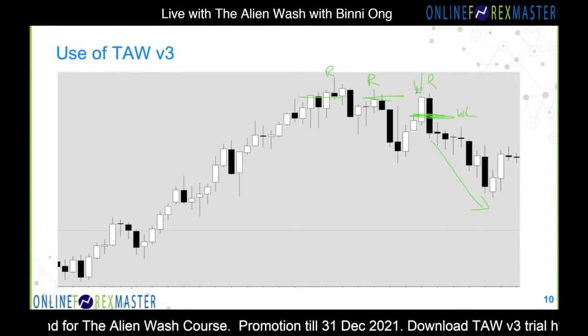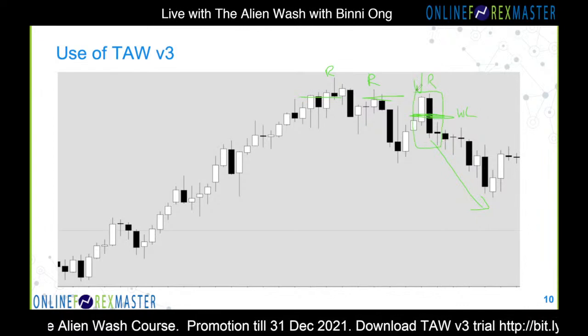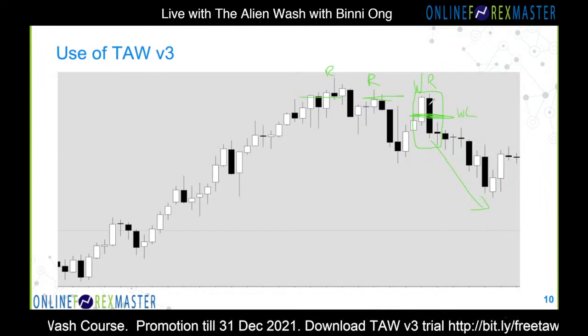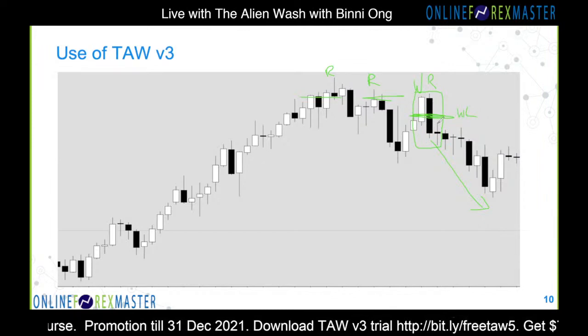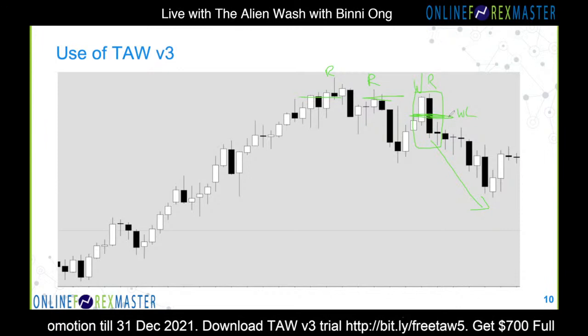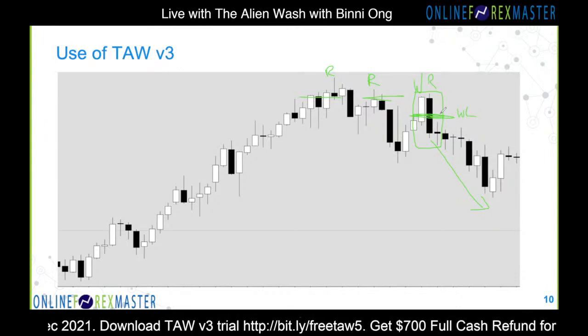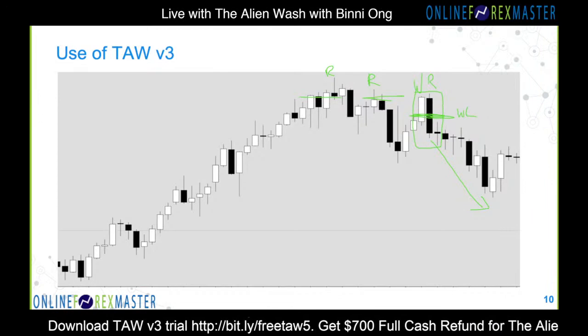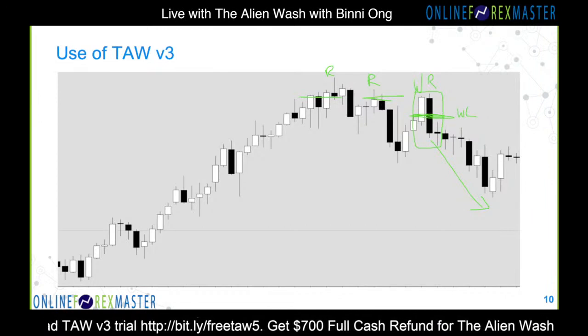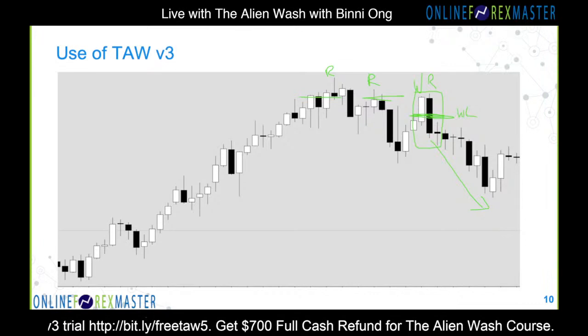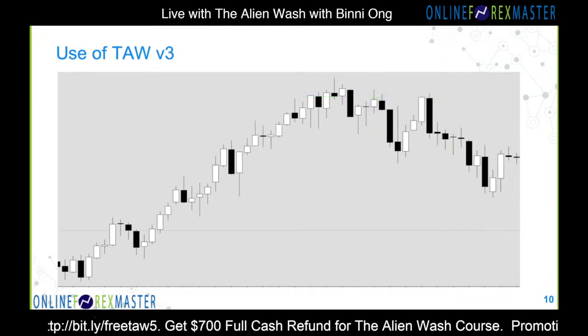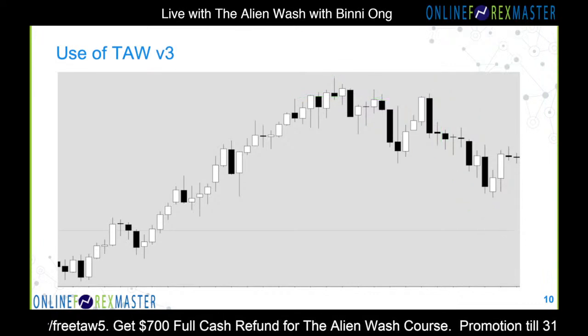You might also tell me that this looks like an engulfing candle. Yes, it does, but wash and rinse is a lot more than that, because it doesn't restrict itself to any candlestick pattern. Later we're going to take a look at more examples. If another bar is higher than the wash bar, then you will keep redrawing until there is a rinse bar happening.